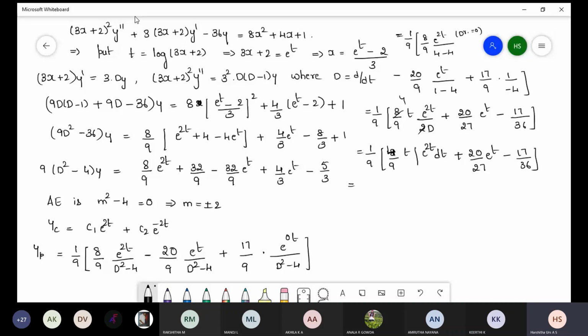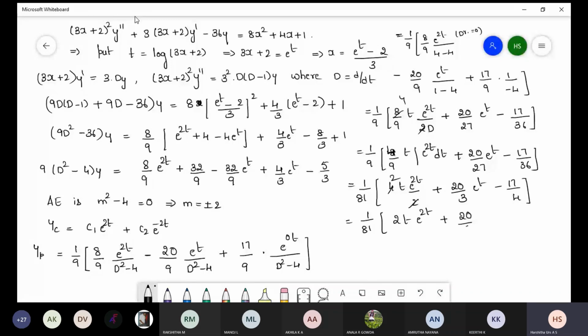So I take 9 as a common from everywhere. 9 into 9 is 81. So here we get 4t e^(2t)/2 plus 20/3, because already I have taken 9 as a common. So (1/81)[2t e^(2t) + (20/3)e^t − 17/4].